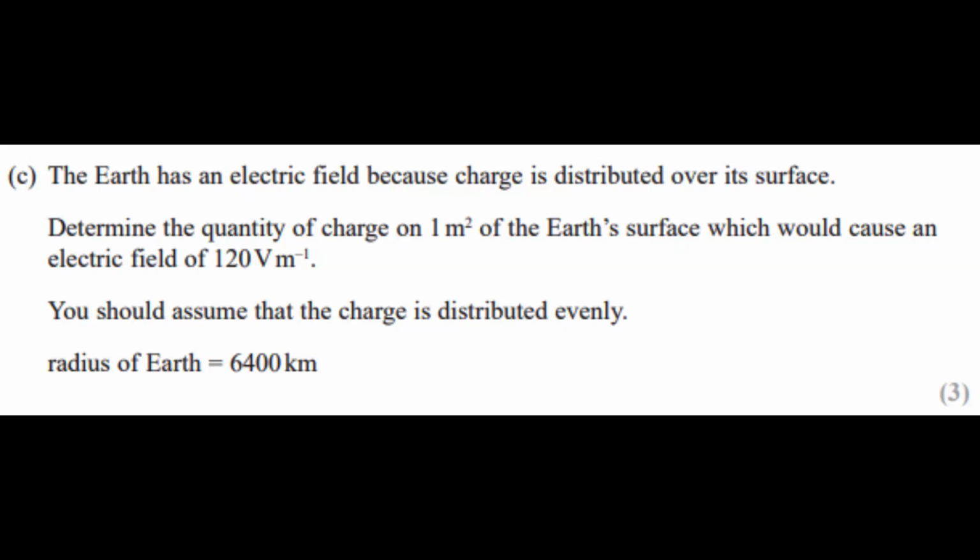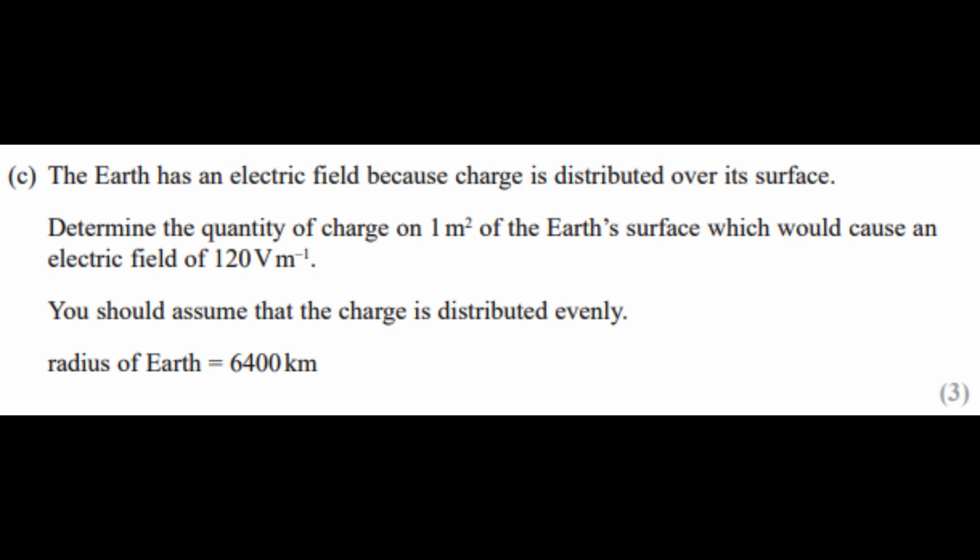Okay, so we have a question right here. The earth has an electric field because charge is distributed over its surface. Determine the quantity of charge on 1 meter square of earth's surface which would cause an electric field of 120 V/m, right? Volts per meter. So you should assume that the charge is distributed evenly.